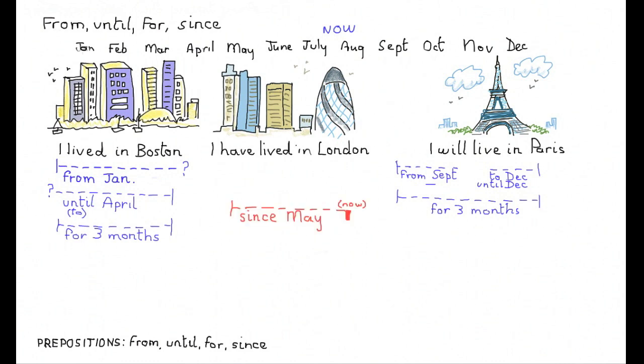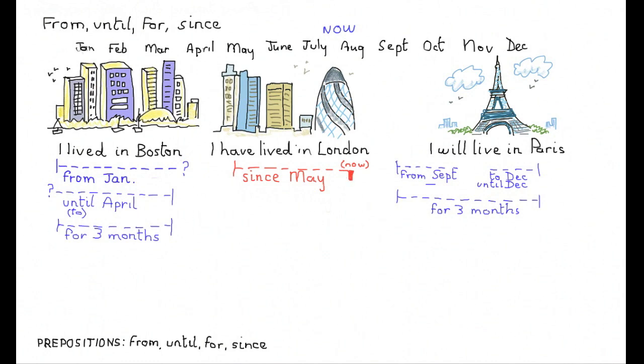Notice I'm using since rather than from, because since is special. Since finishes in the present. So I can't move since about. I can move the others about, but this one I can't move. It's stuck here. It's got to be in the present because it's blocked with now. Since always means from a moment in the past until the present.